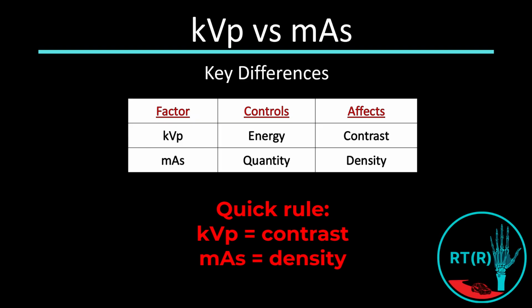The key differences: kVp controls energy, which affects contrast. mAs controls quantity, which affects density. This is a classic ARRT question. kVp controls contrast, while mAs controls density.